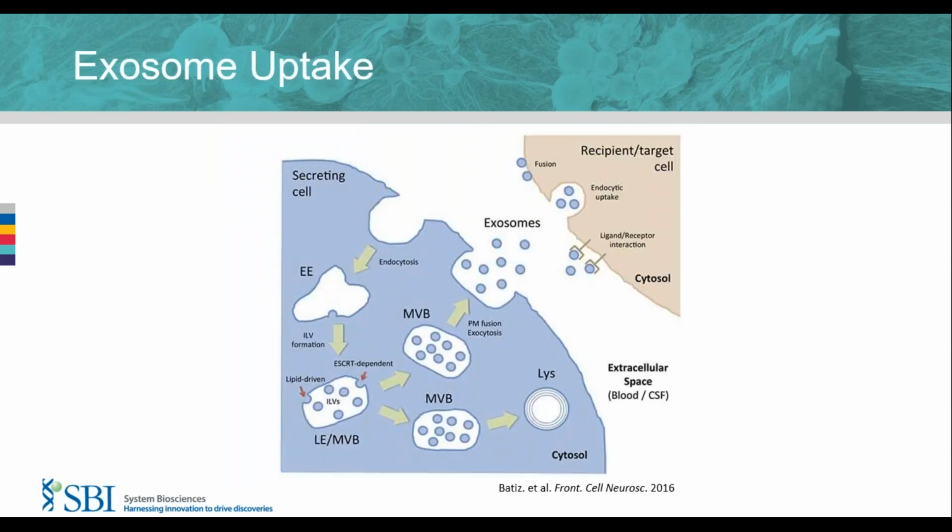Once they're in the extracellular milieu, these exosomes can be uptaken by either neighboring cells or actually distant cells if they go, for example, into the bloodstream. And the mechanisms by which the exosomes can be uptaken are very diverse. There's fusion mechanisms involved. They can also be uptaken by endocytosis, and also ligand receptor interaction. And this one is particularly interesting if we are thinking of, for example, engineering and trying to target exosomes for therapeutic means to a particular cell type.